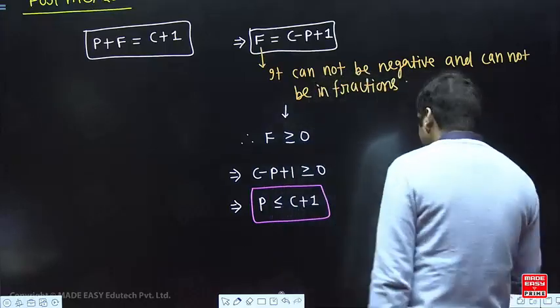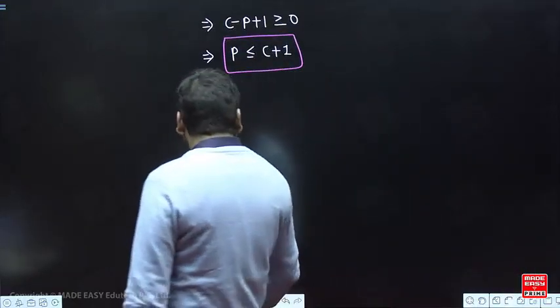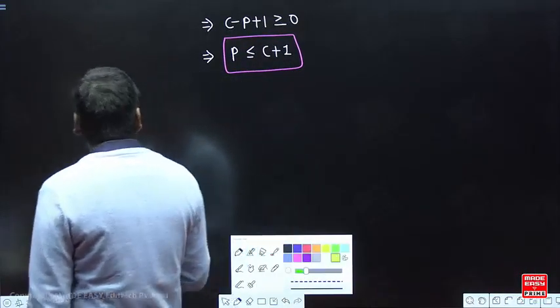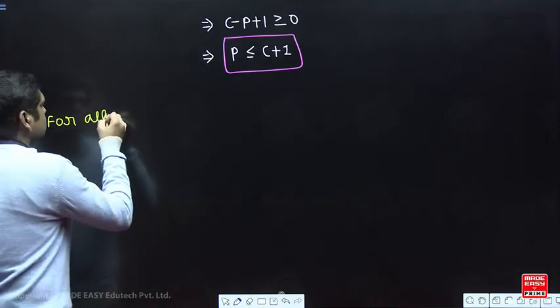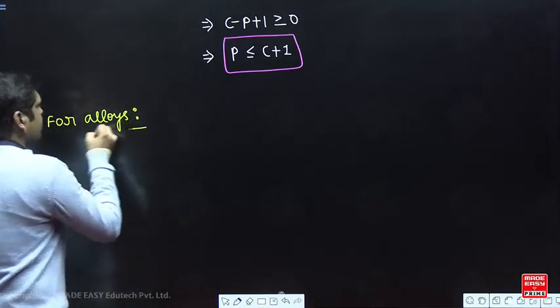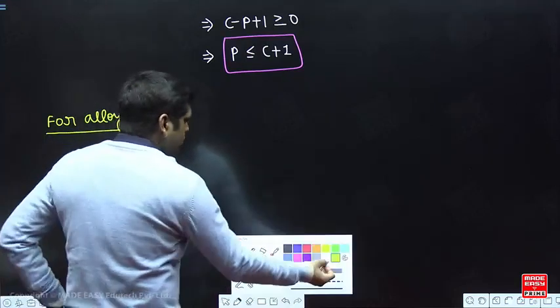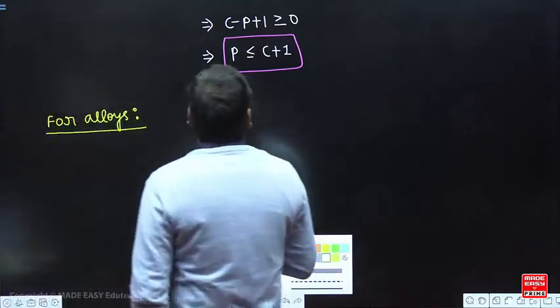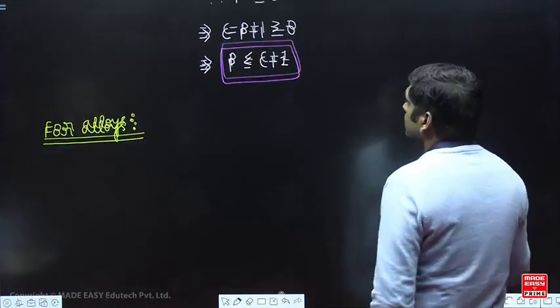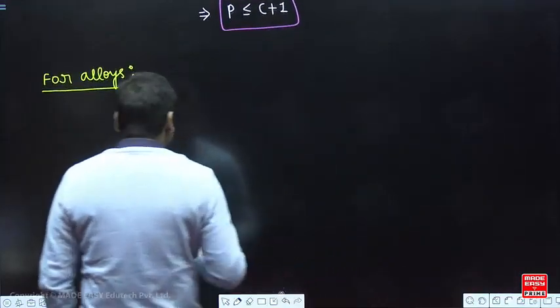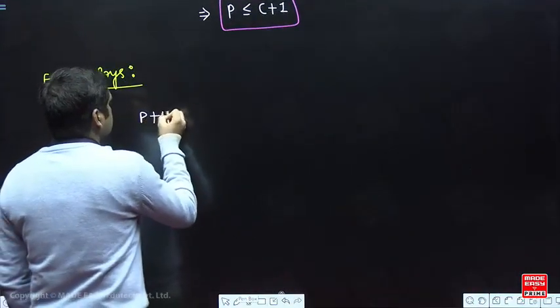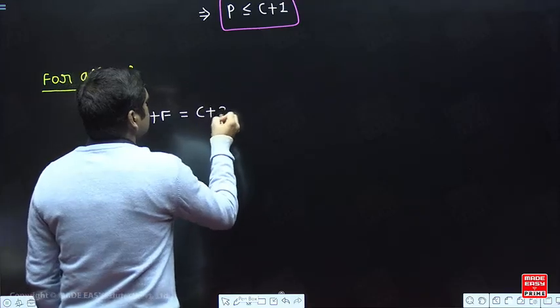एलॉयज के लिए देखते हैं. For alloys, for alloy system variable is 2. So it will become P plus F is equal to C plus 2.